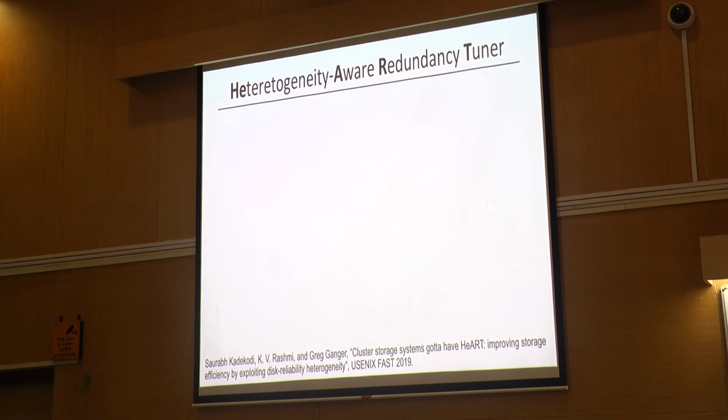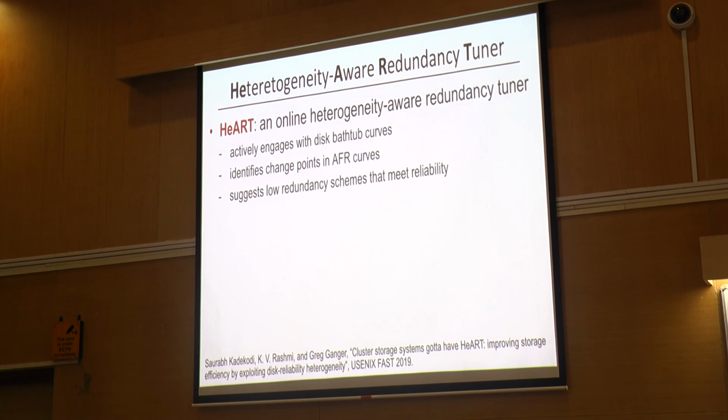So we looked at heterogeneity-aware redundancy tuning, or HART for short. HART actively engages with the disk bathtub curves by monitoring the failure data, and then identifies when the transitions occur and suggests what scheme to use depending on the observed failure rate. So these all have to happen on the fly in production. You have to observe and then change.